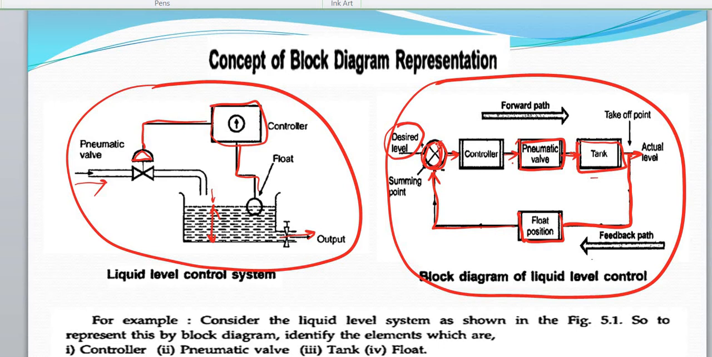The summing point compares the desired liquid level and the actual liquid level, and the error signal, that is the difference in liquid levels, is fed to the controller, which in turn acts by operating the pneumatic valve to maintain the liquid level in the tank. This type of representation is called the block diagram representation, which we have already studied. Using this block diagram representation, we can obtain the transfer function of a control system.